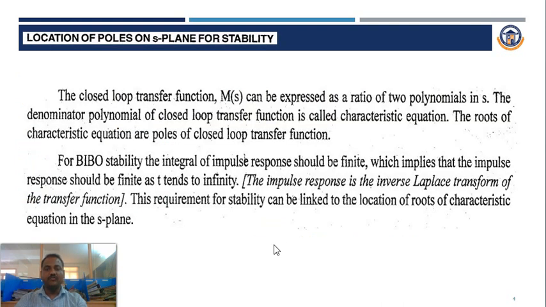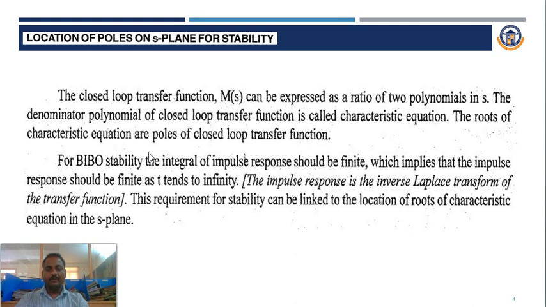Next, location of poles on the S-plane for stability. The closed loop transfer function M of s can be expressed as a ratio of two polynomials in the S domain. The denominator polynomial of a closed loop transfer function is called the characteristic equation. The roots of the characteristic equation are called poles of the closed loop transfer function.